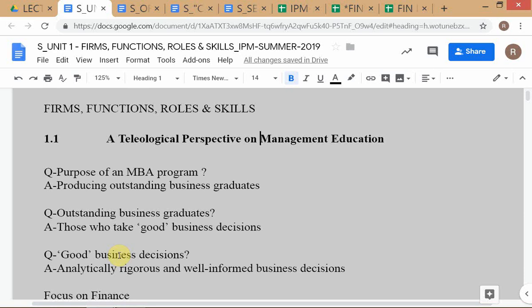So it's always useful to ask, when you take a teleological perspective on management education, what that means is that you ask yourself, what is the purpose of this MBA program? Especially when we are trying to design the curriculum, right?